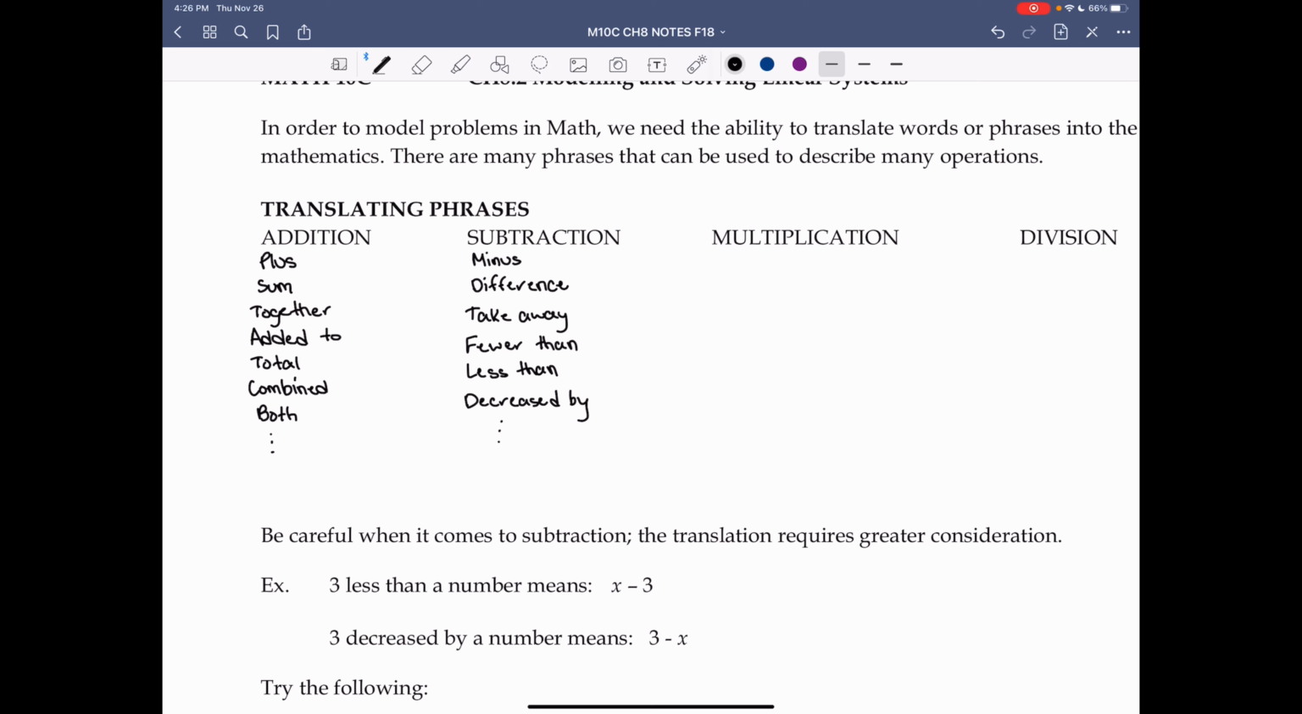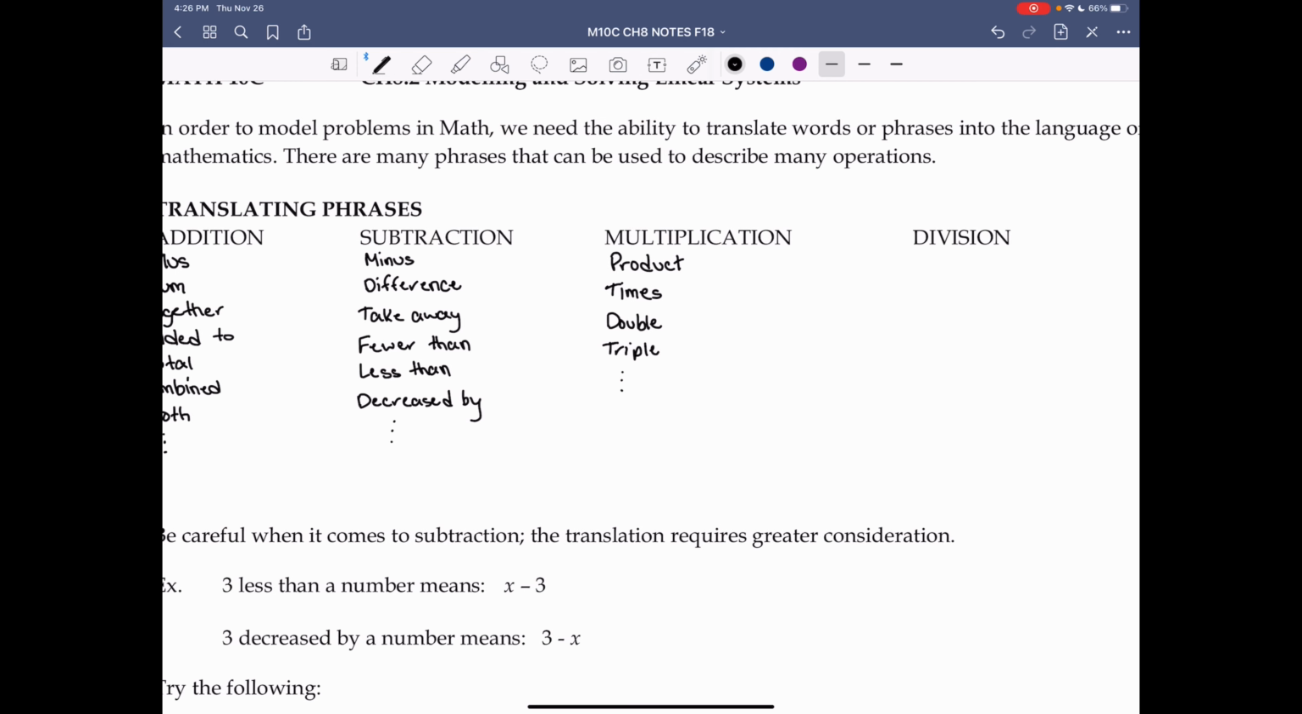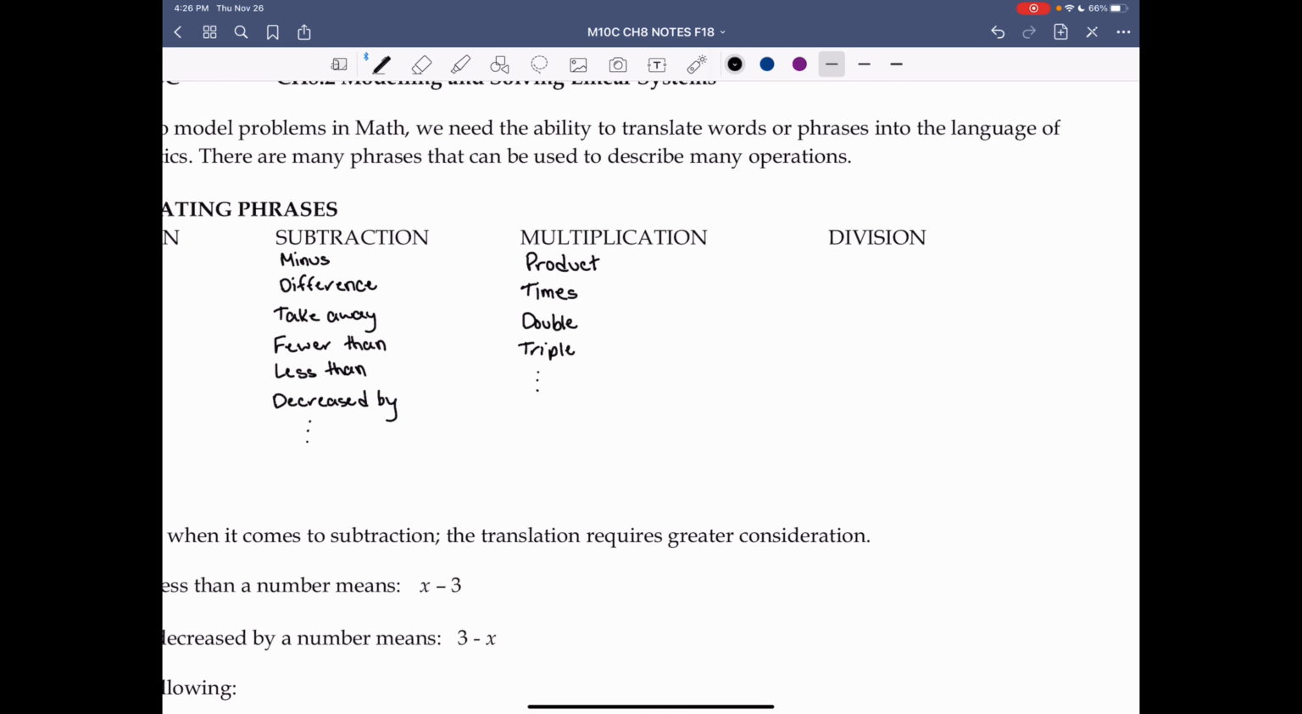Some terms and phrases for multiplication. Product, times, double, triple, etc. And some terms and phrases for division, quotient. The quotient is the answer to a division problem, just like the product is the answer to a multiplication problem.